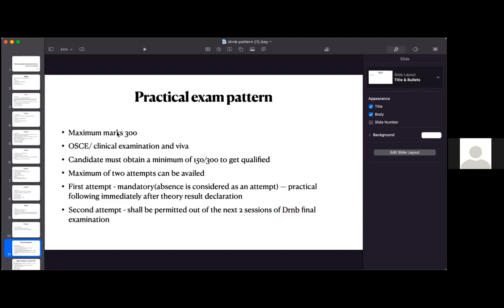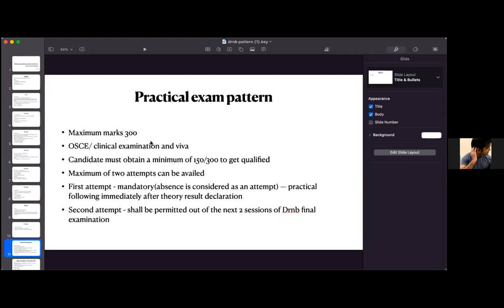So see, there was already a bit of confusion for our practicals. Initially, we were told the practical pattern is ASCII, so we even prepared for the ASCII pattern. But eventually we came to know that for our practicals, it was a regular practical examination. So I think even for you, there will be some dilemma. So I think you should be aware of this.